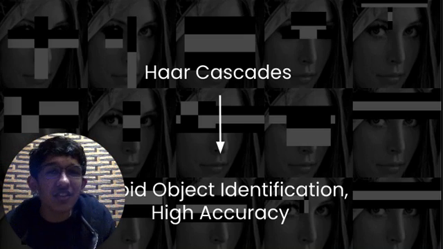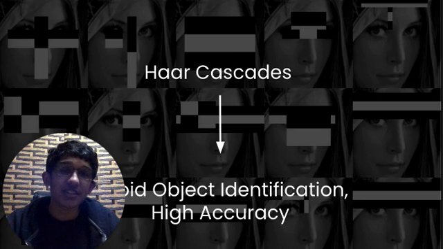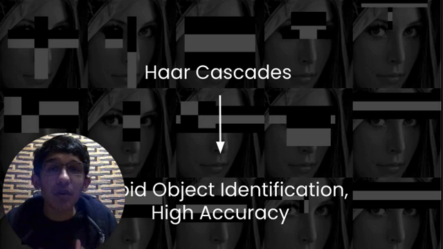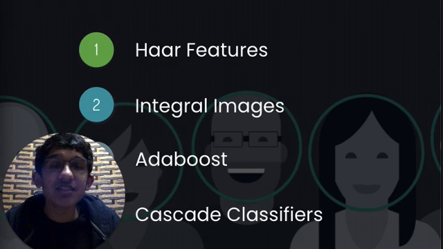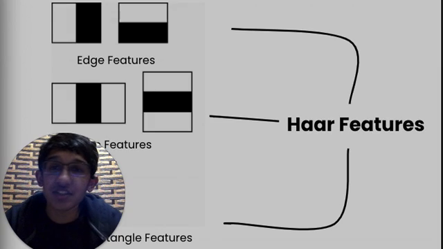How did we get from this low object detection to high object detection in computers? Enter Haar Cascades, one of the machine learning approaches that has allowed for rapid object identification and high accuracy. Haar Cascades are able to fix this problem of object recognition inside of computers, even with large input spaces that we have today. Haar Cascades consists of 4 major components: Haar features, integral images, AdaBoost, and cascading classifiers.